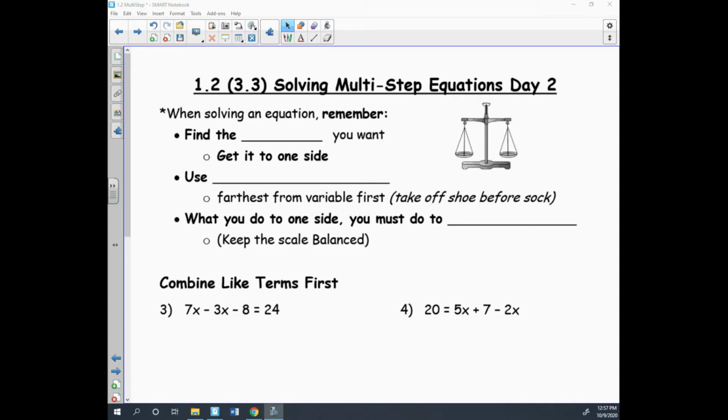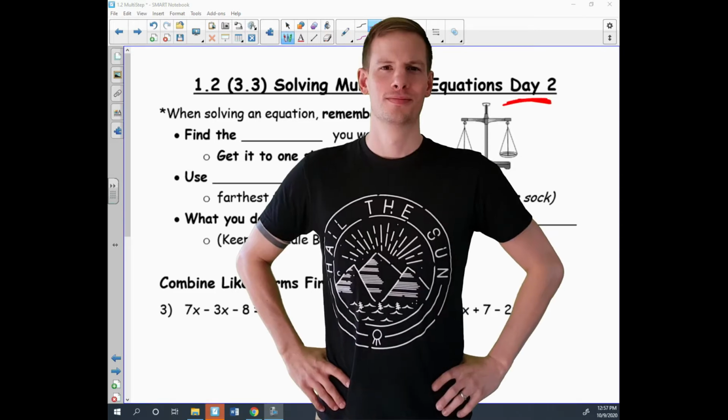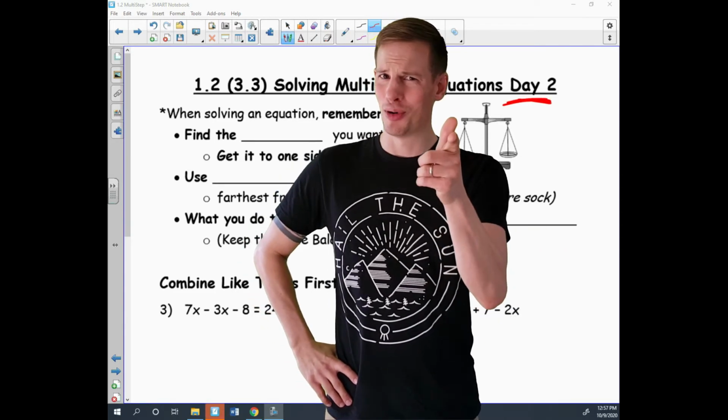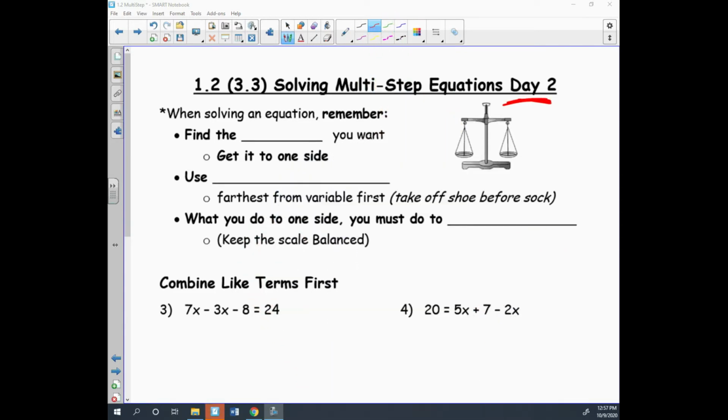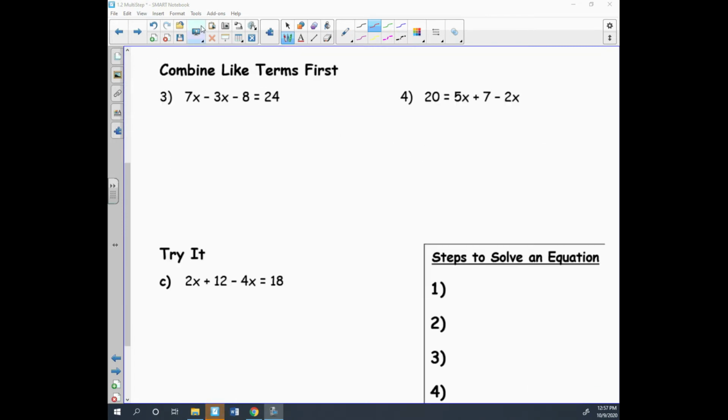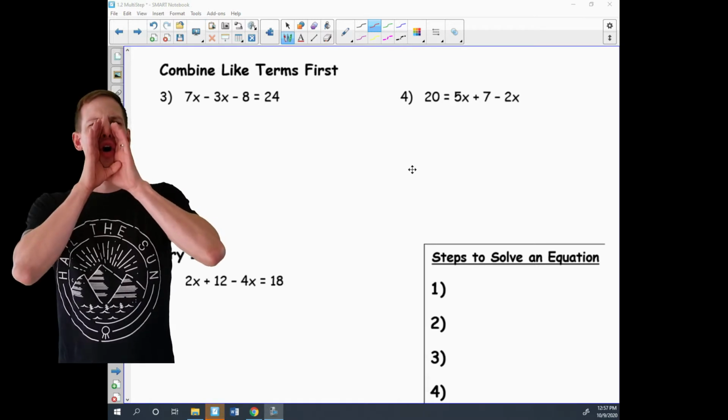All right, thanks for joining me, Mr. Beak. We're going to learn a lot today on solving multi-step equations. We're going to spend one more day on it, though, just because it's really important. You got to get it. First off, moral of the story is we want to get x all by itself. And so if there's like terms, we got to combine those together.